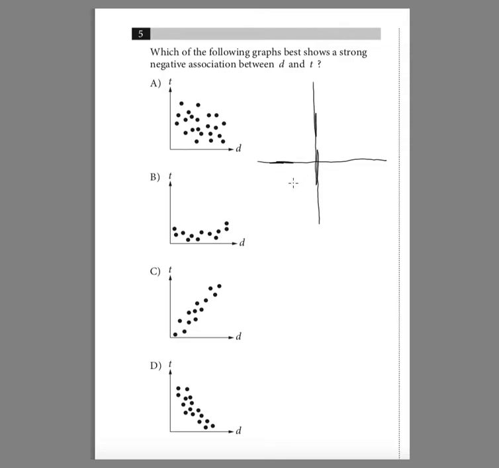So a positive association, if we just drew some lines, a positive association would be something like this, because it's a positive slope. The slope is going up, a positive rise and a positive run. So that's a positive association.